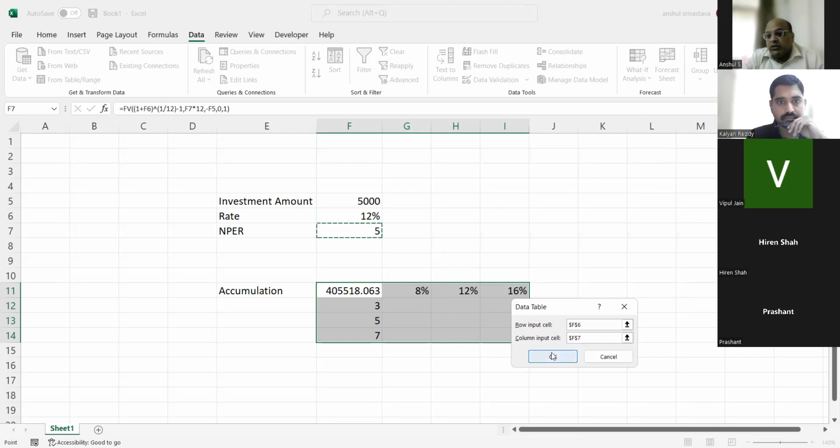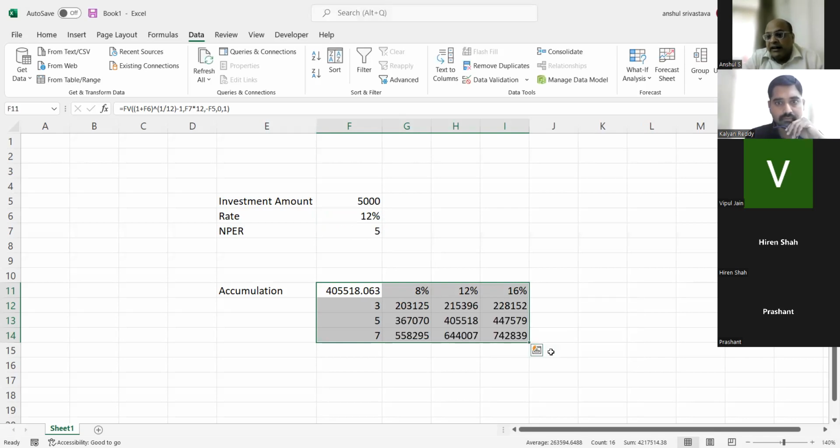The moment we do this and click okay, we'll find 9 different values. 8% for 3 years will be 2,03,000. 8% for 5 years, 12% for this. So this has become like your calculation table. Got it, or should I repeat it?